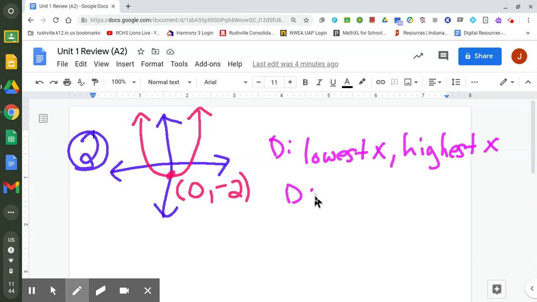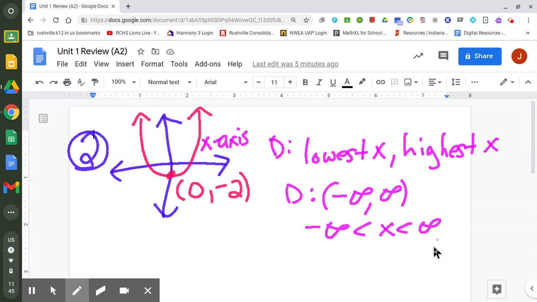So on this graph, and remember the x-axis is the one that goes side to side. So this graph will eventually go up and to the left forever and ever. So the lowest is -infinity, and then it will go positive forever and ever. So +infinity. And on Math Excel, I believe it shows something like this: -infinity less than x less than +infinity. And all parabolas have a domain of -infinity to +infinity.